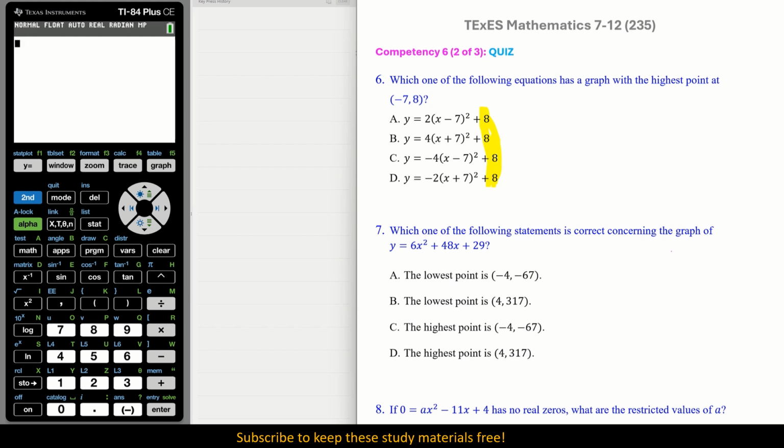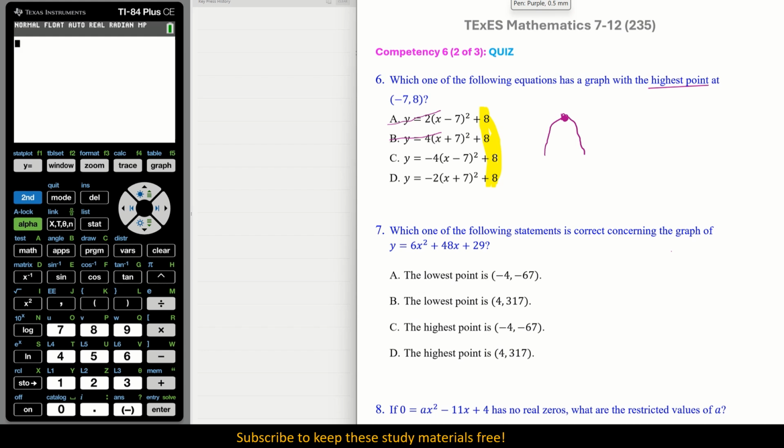One element is that they asked for the highest point. If they're asking for the highest point, this means we're looking at a graph that goes downward and would have a high vertex, a maximum. This tells me that we're looking for a negative leading coefficient. So that eliminates A and B. Now we have -4 and -2 as possibilities. So that narrows it down.